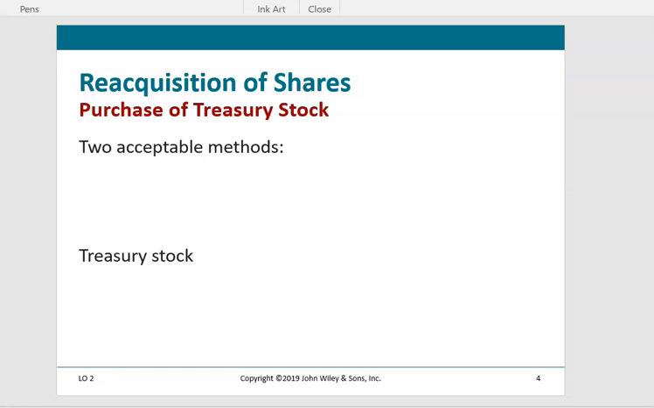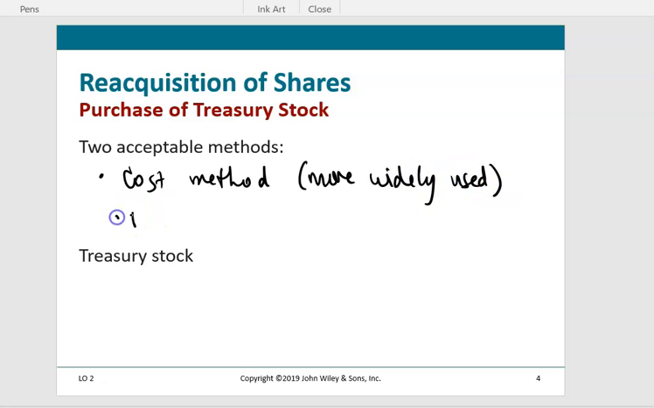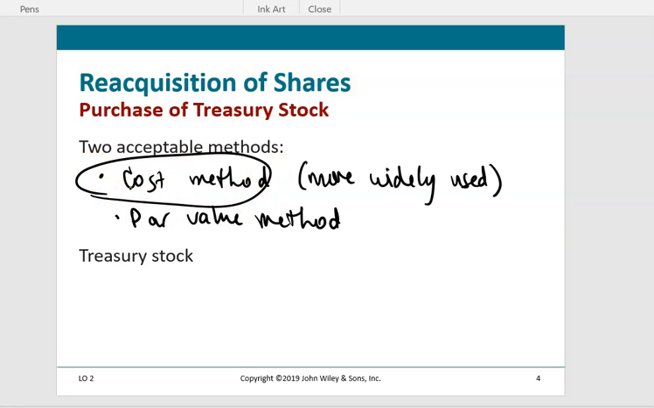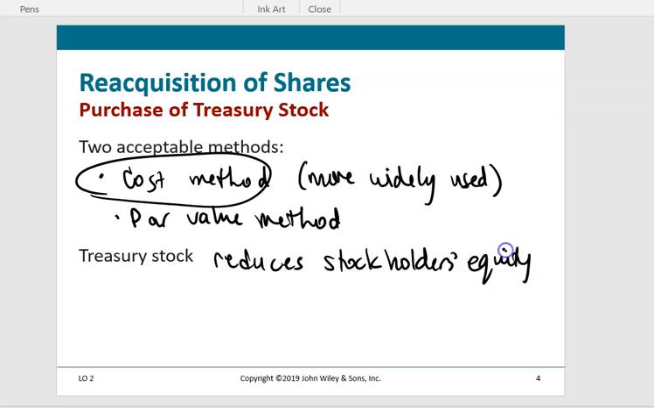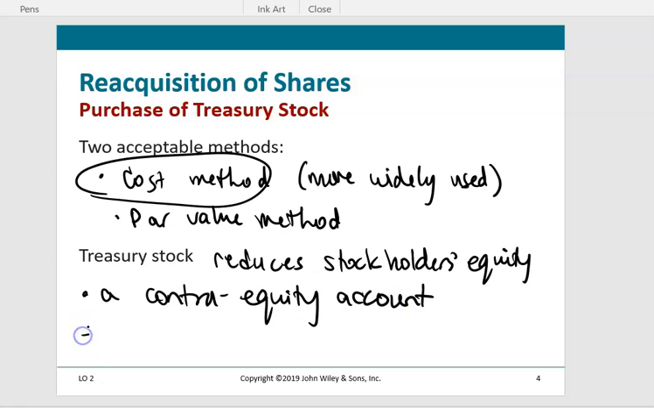For the purchase of treasury stock, there are two acceptable methods, acceptable in terms of GAAP or as allowed by FASB. The cost method, and that's the only method that we're going to look at in this class. This is more widely used. There's also another method called the par value method, but we're going to focus on the cost method. And one thing I want us all to always remember is that treasury stock reduces stockholders' equity. It is a contra equity account, and it also reduces the number of shares outstanding.